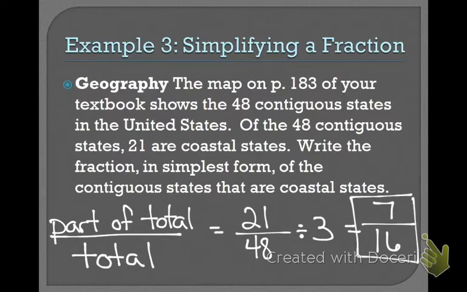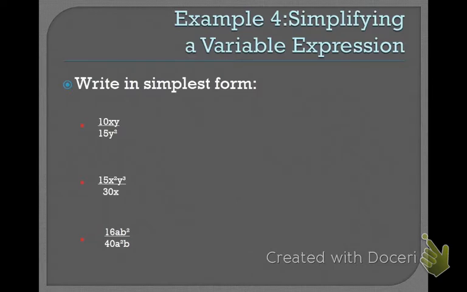All right, so basically I'm just taking a scenario and making a fraction out of it. What you need to remember is that your total goes in the denominator and the parts of the total go in the numerator. That's the most important part from this example. Any questions? All right, example 4. In example 4 now, you guys remember monomials? Yes. Okay, we factored them, we found GCF with them, and now we're going to simplify them.